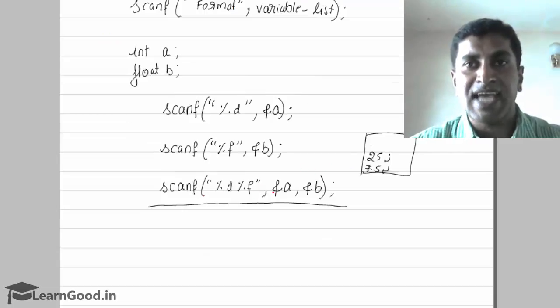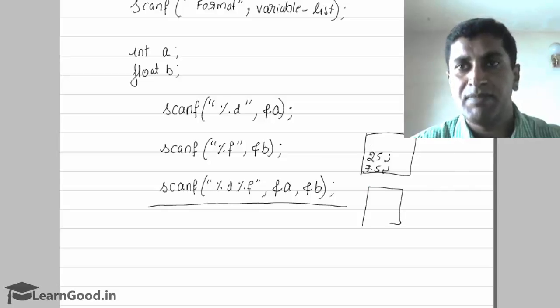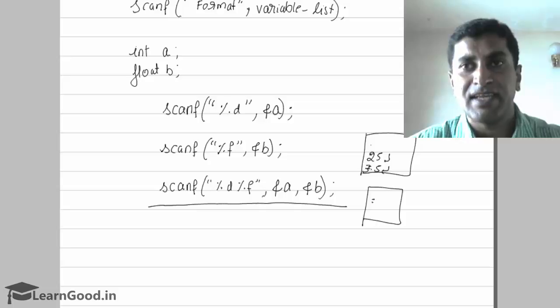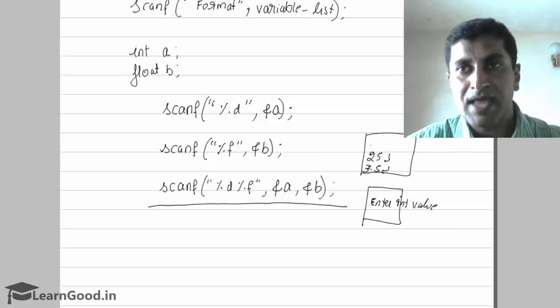So in this scanf, what happens is when you run the program, the cursor will be waiting at this place. So if the cursor is waiting, and if you have developed the software and given it to someone else and that person is going to run the program, he will not come to know what exactly he has to enter. It would be better if you display a message before waiting, enter integer value, and then wait in the next line or else at the same line.